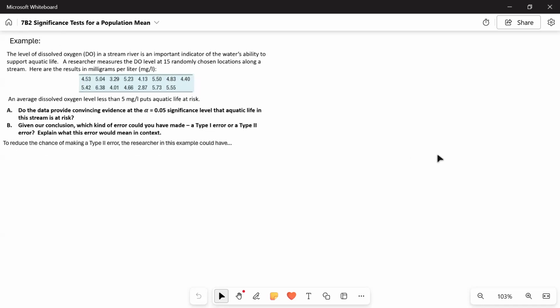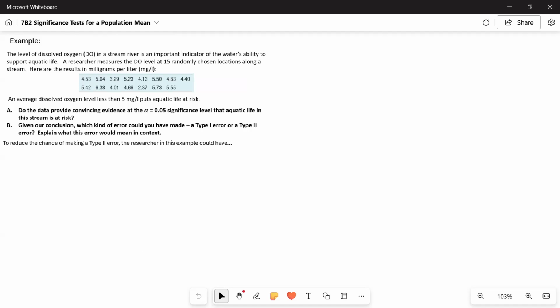So here's an example. The level of dissolved oxygen, or DO, in a stream or river is an important indicator of the water's ability to support life. A researcher measures the DO level at 15 randomly chosen locations along a stream. Here are the results in milligrams per liter, or mg/L. An average dissolved oxygen level less than 5 milligrams per liter puts aquatic life at risk. So we're going to have two parts to this question. First one, do the data provide convincing evidence at the 0.05 significance level that aquatic life in this stream is at risk? Then we're going to talk about Type I and Type II errors.